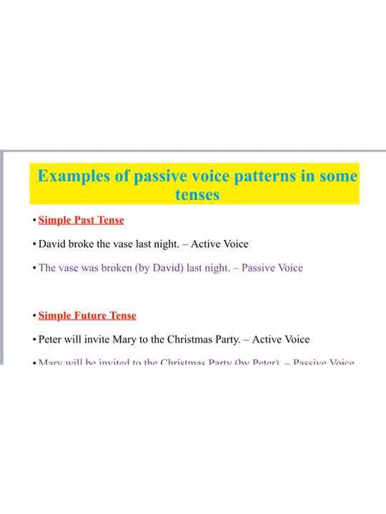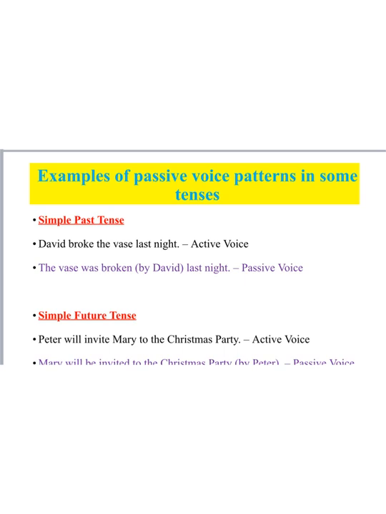Okay, now let's turn to simple past tense. Simple past tense, one example in active voice. David broke the vase last week. The passive voice of this sentence is the vase was broken by David last night. By David is optional.